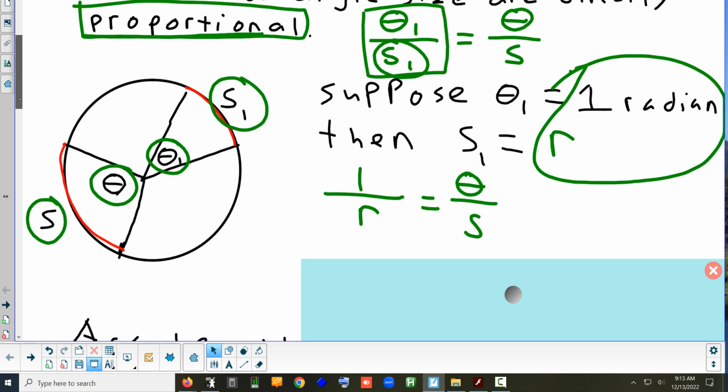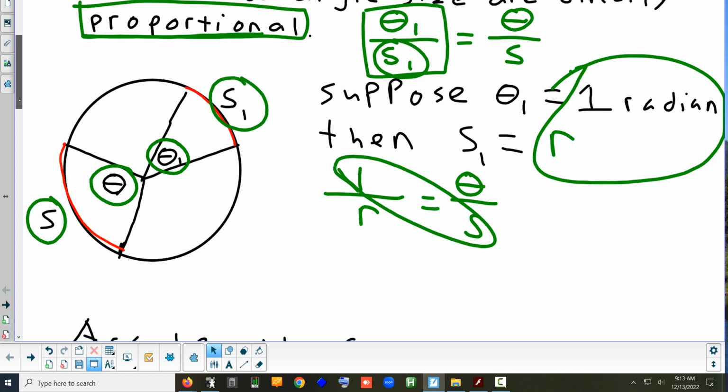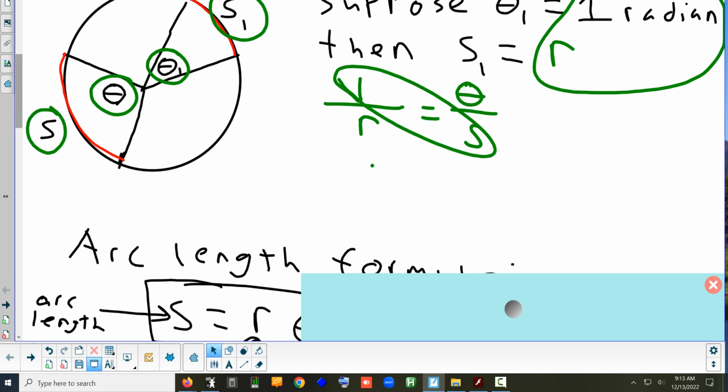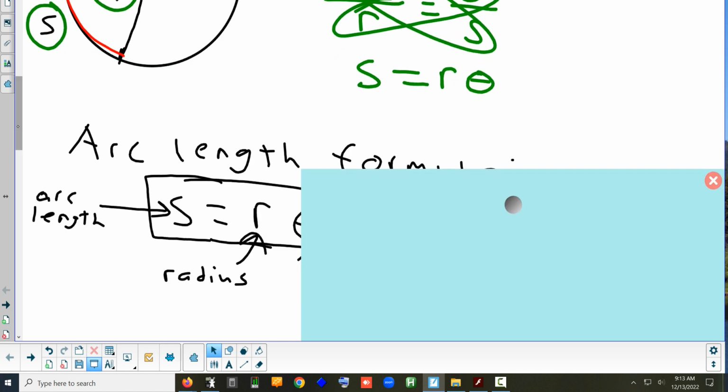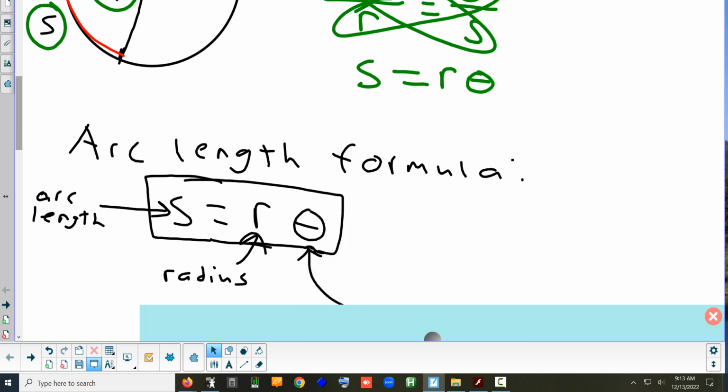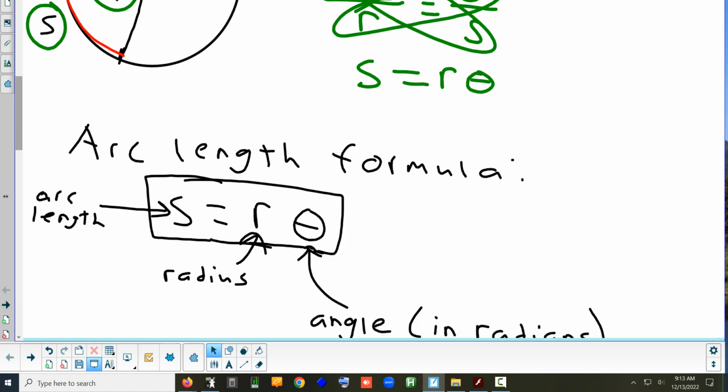And does anybody remember, how do you solve a proportion? Somebody said this term earlier when we were going over the homework. Yep. You cross multiply. So you do S times 1, and you get S. And then you do R times theta, and you get r times theta. And that is called the arc length formula.